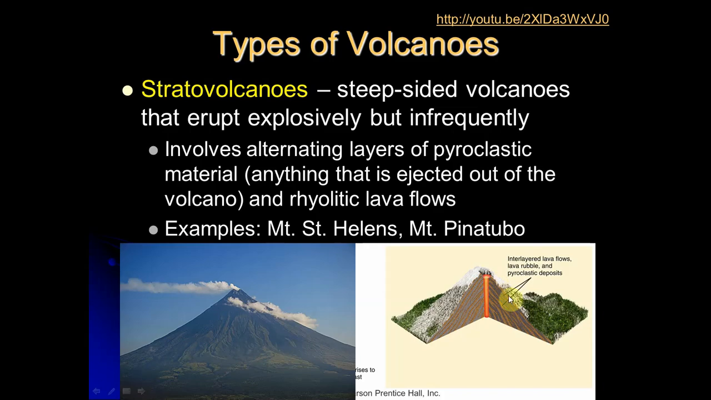So you'll have a layer of lava. Remember, lava is molten rock that's at the Earth's surface. And the next layer is what is called pyroclastic material. Pyro meaning fire, clast meaning bits or pieces. So pyroclastic material is anything ejected out of a stratovolcano during an eruption. And so you actually have a history of all this volcano's past eruptions. So lava, pyroclastic material, lava, pyroclastic material, lava, pyroclastic material.